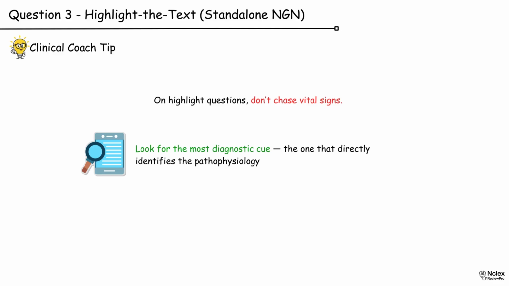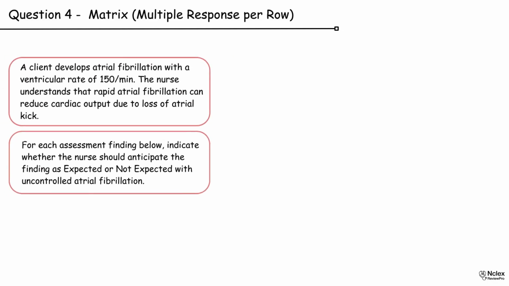Alright, let's move on to the next question. Question 4. This is a matrix-style question focused on atrial fibrillation with rapid ventricular response and its impact on cardiac output. A client develops atrial fibrillation with a ventricular rate of 150 per minute. The nurse understands that rapid atrial fibrillation can reduce cardiac output due to loss of atrial kick.